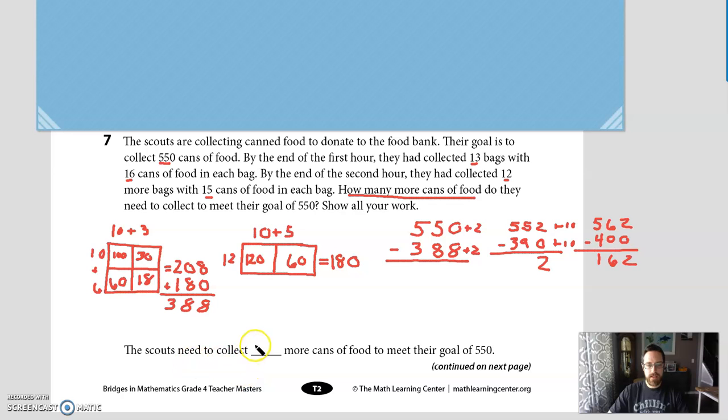So the scouts need to collect 162 more cans of food to meet their goal. If we wanted to, we could just keep it simple and do the standard algorithm. And again, this constant difference strategy is just a strategy to help you get to a more friendly number, so we don't have to borrow.